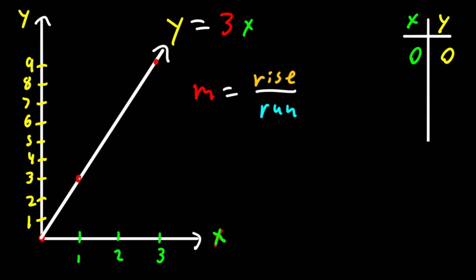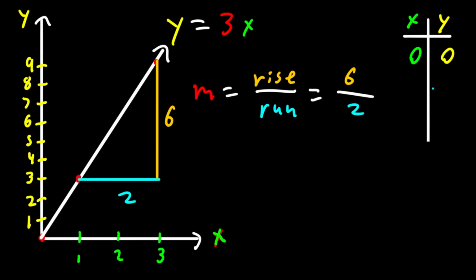So from (1, 3), we've got to go 2 units to the right to get to x equals 3. And now we're going to go up to 9. We're going to go from y equals 3 to y equals 9. So we're going to go up 6 units. So rise is 6, and run is 2, and 6 divided by 2 is 3. So that means m is correct. So we have the correct slope, and we graphed it correctly.